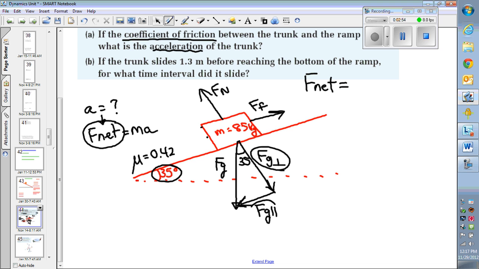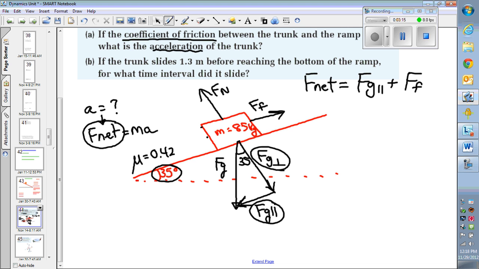In this case, what are all the forces acting on it? Well, you have FG parallel down the plane. So we've got an FG parallel. And we also have friction up the plane, FF. And those are the only two forces acting on it. So if I can figure out FG parallel, I'm good to go. And if I can figure out FF, I should be fine. So that's what we're going to try and figure out.